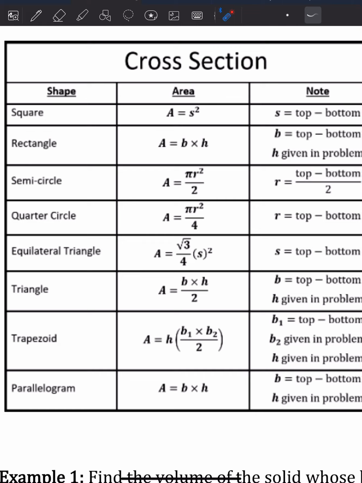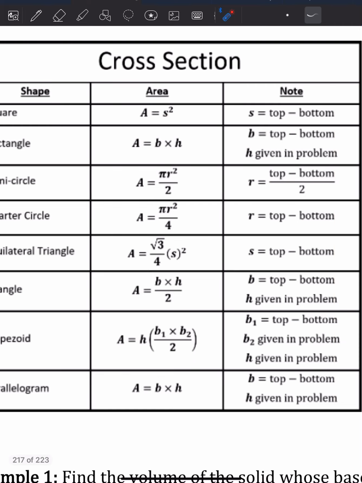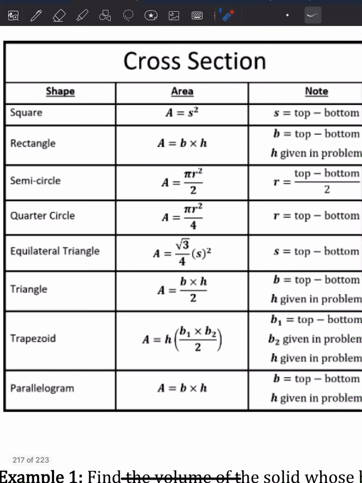So things like a square, we know square is base times height, but these bases and heights are the exact same, so we can say it's our side length squared. And we're going to figure out how to find the side length of these things. A rectangle, the base is going to be one thing, and the height has to be given to us in the problem because the base and the height don't have to be the same thing.